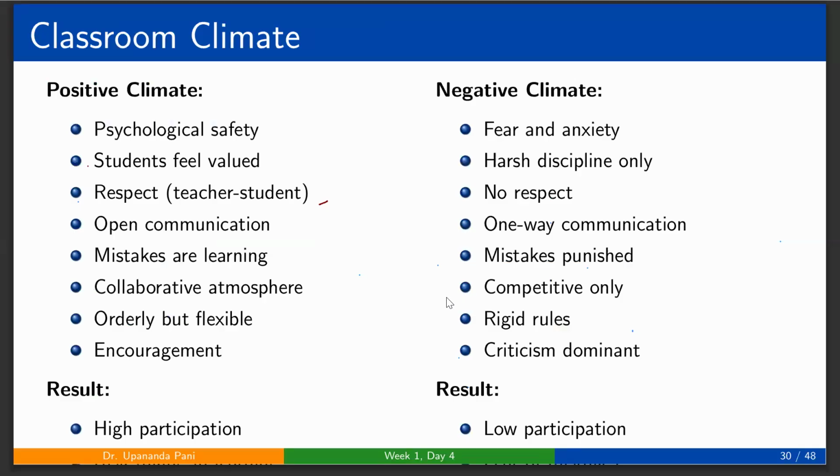Now, classroom climate. Positive climate: psychological safety, students feel valued, respect, teacher-student respect is there, open communication, mistakes are learning, collaborative atmosphere, orderly but flexible, and there should be encouragement. Then what will be the result? If the classroom climate is very positive, you will see high participation among the students. The negative climate: fear and anxiety, harsh discipline only, no respect, one-way communication, mistakes punished, competitive only, rigid rules, criticism dominant. Then what will happen? Low participation among the students. This is why it is very important.